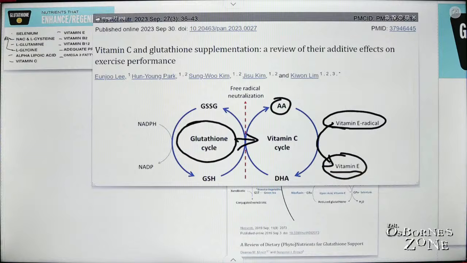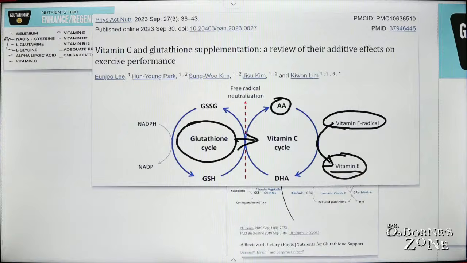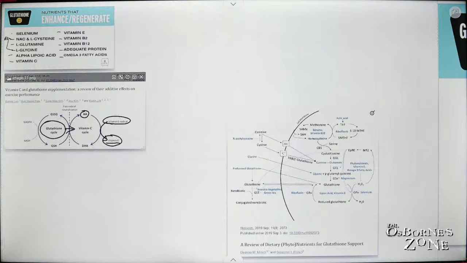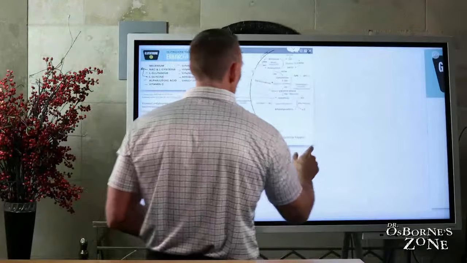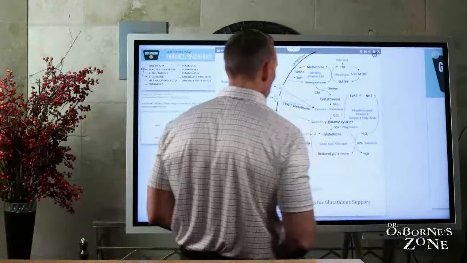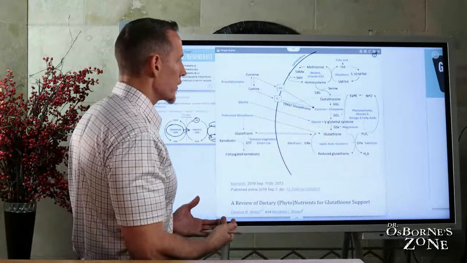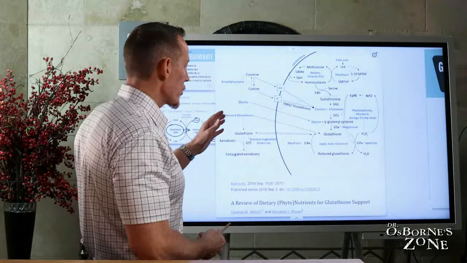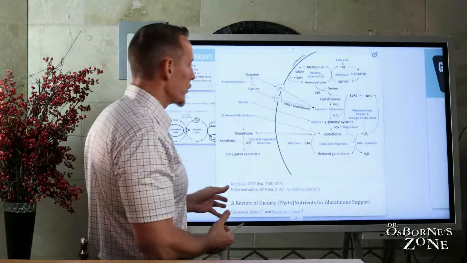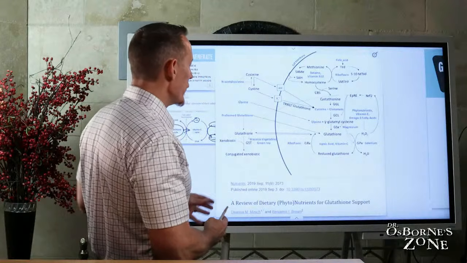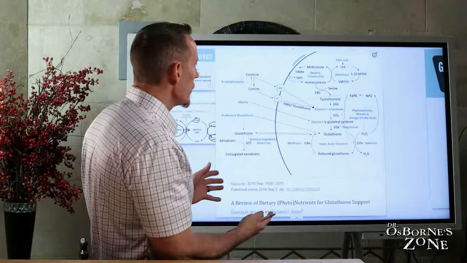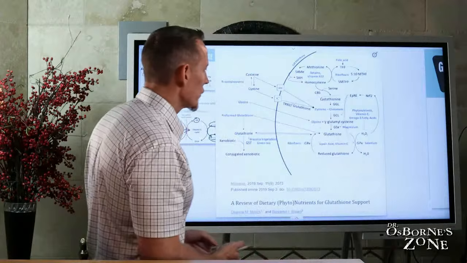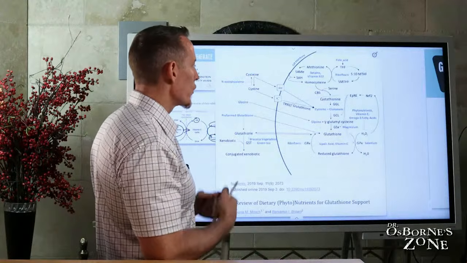So these three nutrients interplay with each other. They all help regenerate each other, and they all help each other work better. So very important, because it's not just about taking glutathione. You also want to make sure your diet contains the right types of nutrients to help with glutathione as well. Now, I'd like to thank Deanna Minnick here. She did a fantastic review published in the journal Nutrients a few years ago, where she very eloquently illustrated the nutrients involved in the production and the maintenance of glutathione status and glutathione regeneration.